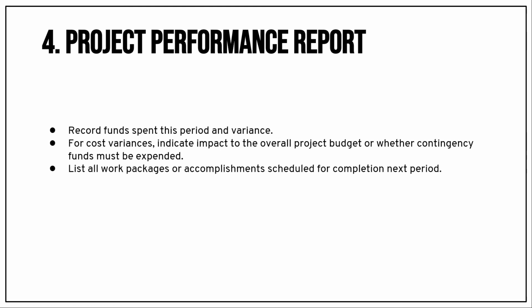So, list of all work packages or accomplishments scheduled for completion next period. The project performance will be measured on 3 different categories. One is scope, what is the planned versus actual. The second one is what is the cost planned versus actual, and the third one is schedule, what is the planned versus actual. So these are the 3 major must-have points we need to capture in the performance report.